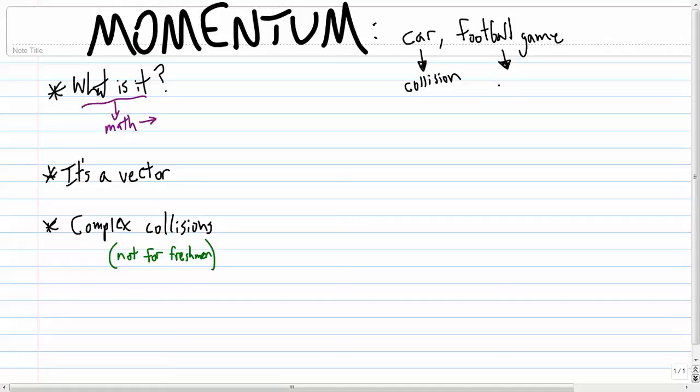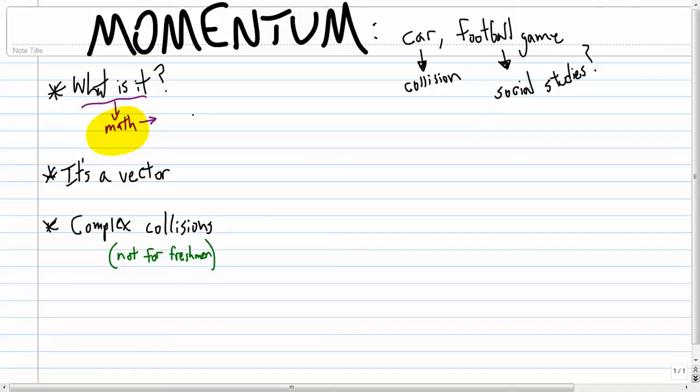So that's kind of like, I don't know what I would call that. That would be like social studies momentum, I guess. But in science class, when we study momentum, momentum is math, okay? And it's actually not too difficult.